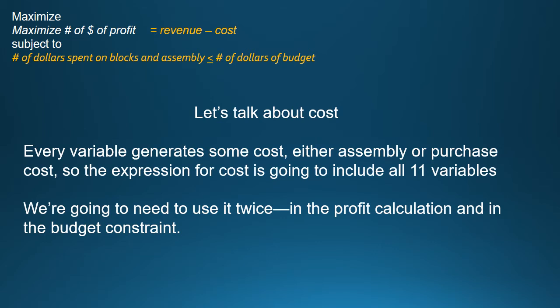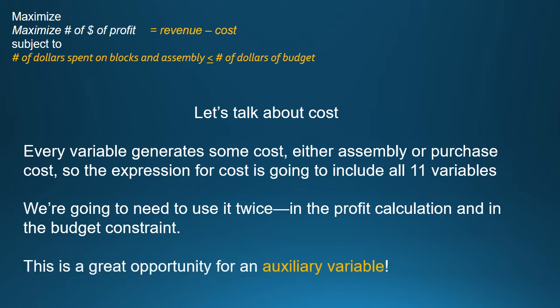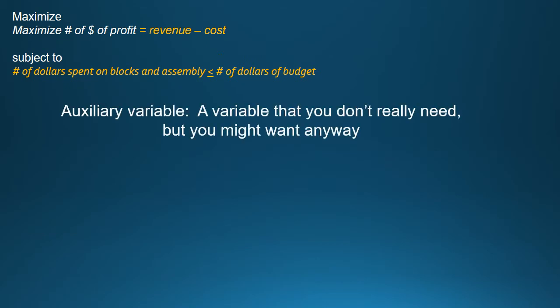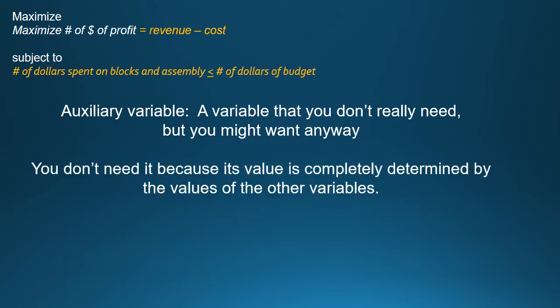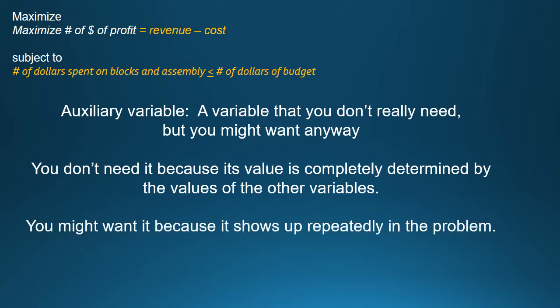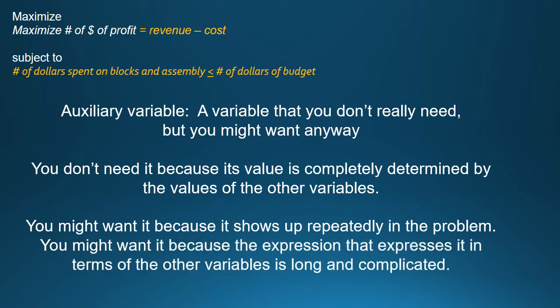The fact that it's long and complicated and appears multiple times suggests that maybe we want to use an auxiliary variable. An auxiliary variable is a variable that you don't really need, but you might want it anyway. Why don't you need it? Well, that's because its value is completely determined by the values of the other variables. Face it, in this problem, if I know what I make and what I buy, then I know everything, and that means I know my cost. On the other hand, you might still want the variable because it shows up repeatedly in the problem, and because the expression that gives it is long and complicated. That's certainly the case in our problem.